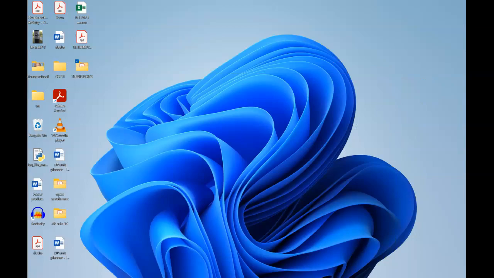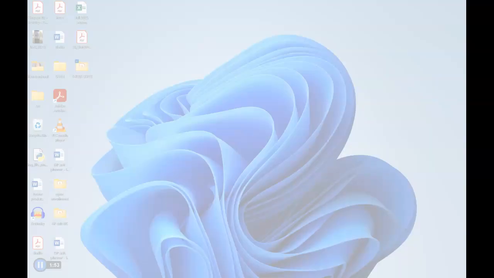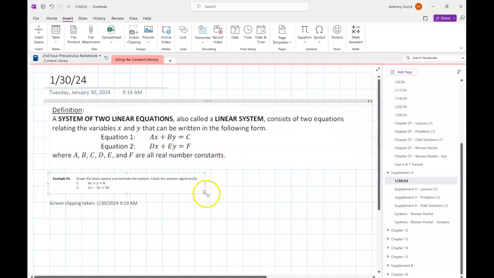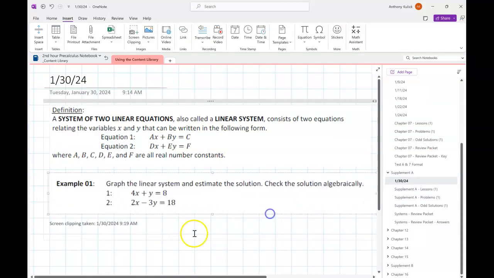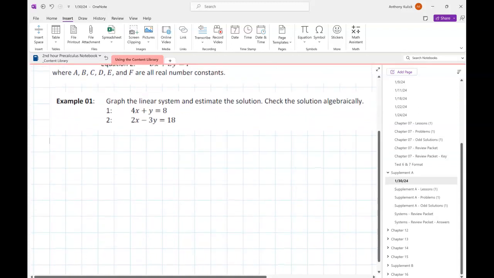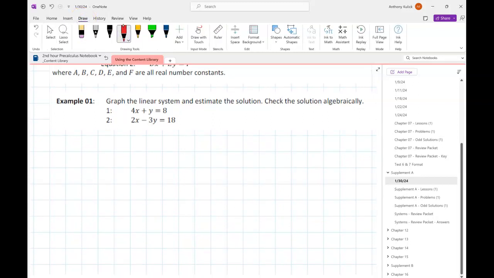Well, one way we can interpret that is to look at this graphically, not algebraically. So let's say we have the equation 4x plus y equals 8, and the equation 2x minus 3y equals 18. If I want to do this graphically, I'm going to make a line for each of the two equations and try to find where the lines intersect.